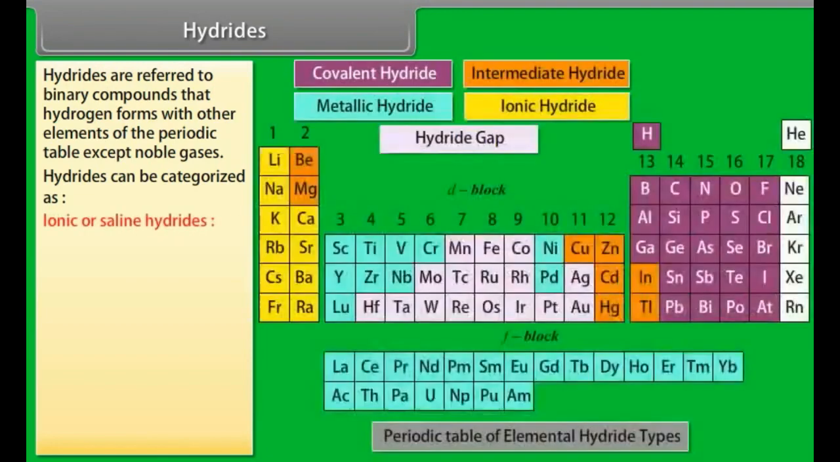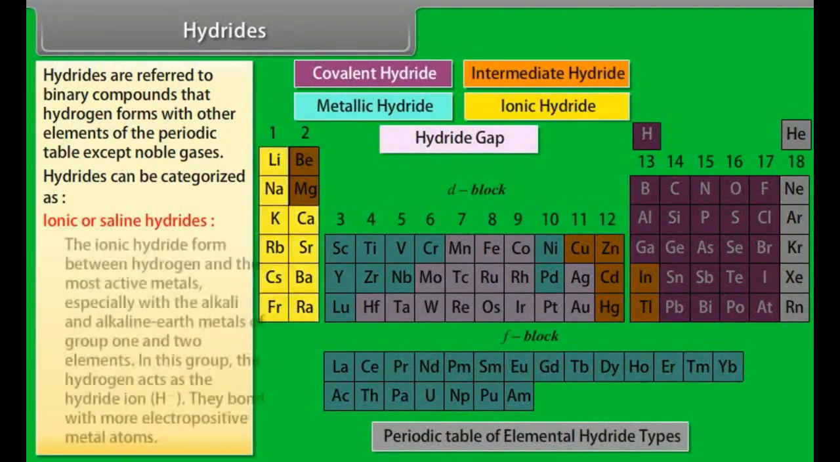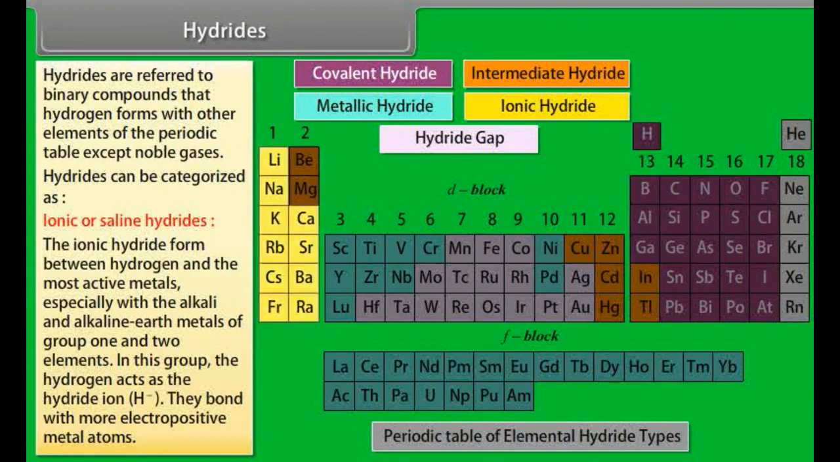Hydrides. Hydrides refer to binary compounds that hydrogen forms with other elements of the periodic table except noble gases. Hydrides can be categorized as ionic or saline hydrides. Ionic hydrides form between hydrogen and the most active metals, especially the alkali and alkaline earth metals of group 1 and 2 elements. In this group, hydrogen acts as the hydride ion. They bond with more electropositive metal atoms.